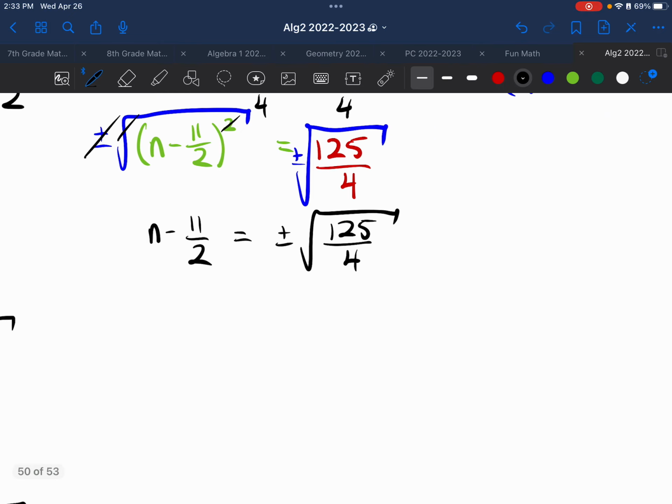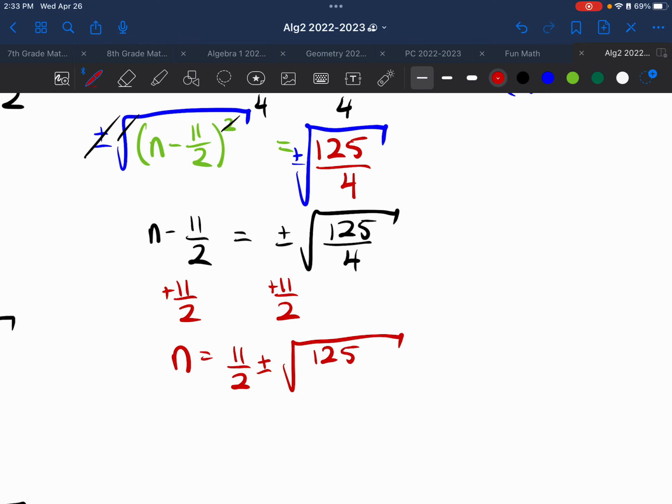And then from here, we just add the 11 over 2 to both sides, plus 11 over 2, plus 11 over 2, and my final answer is going to be n is equal to 11 over 2 plus or minus the square root of 125 over 4, which again, the back of the answers probably says, I can pop out the square root of 4 to make it a 2 and make it all divided by 2. I'm going to guess that's what the back will do.